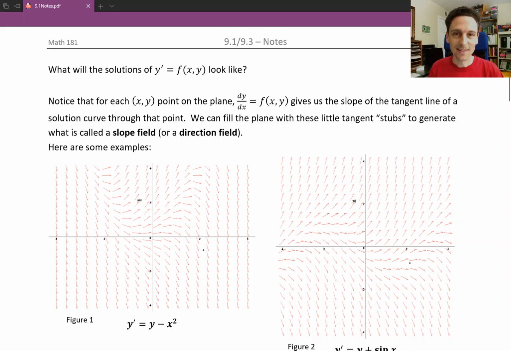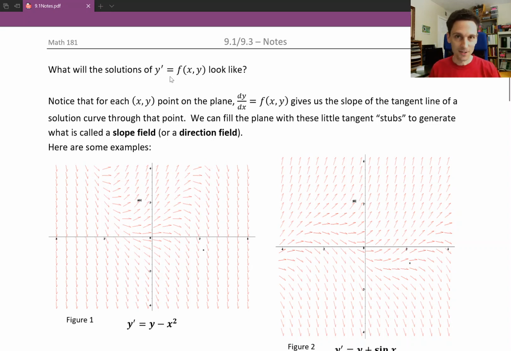Hello and welcome back. In this video we're going to look at a particular class of differential equations, in particular a first order differential equation that can be written as y prime equals f of x y. We're going to try to visualize what this kind of equation looks like.